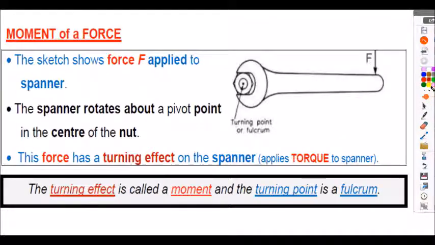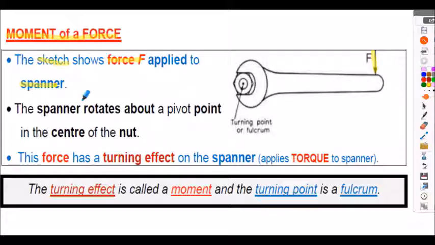Just a very brief recap related to moments of a force. It's often convenient to consider spanners. And in the sketch, we've got a force F applied here, and it's applied to the end of the spanner. We can relate to this scenario.